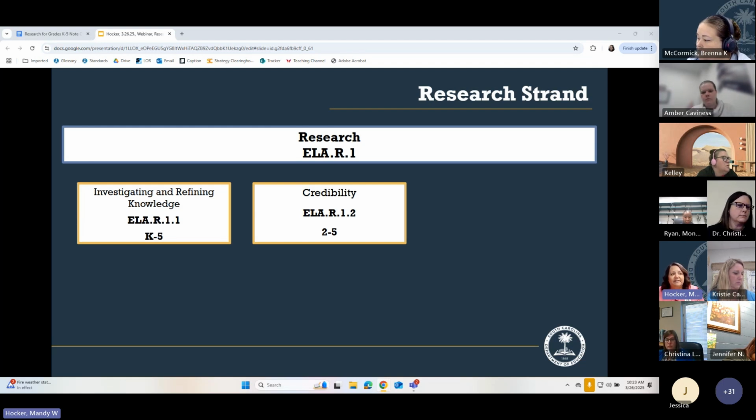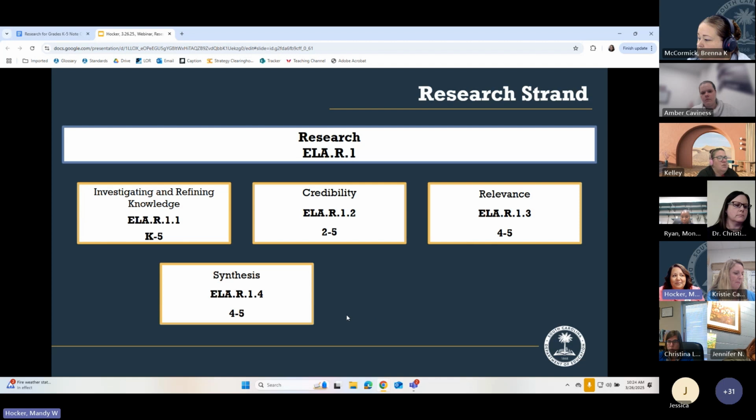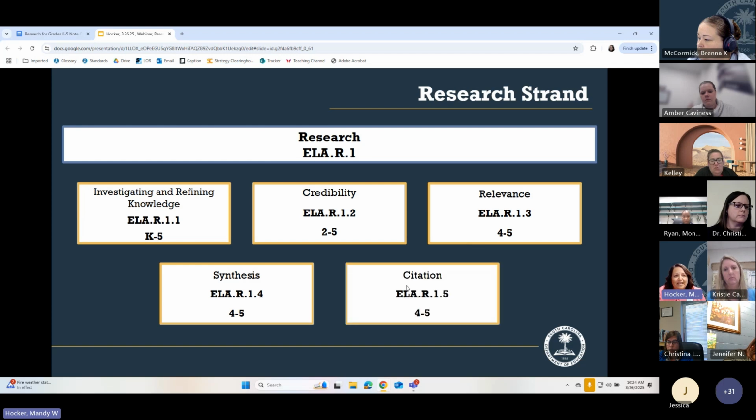And it is defined by R1.2 as its code. Our next indicator is on relevance. It is R1.3, and it enters in 4th and 5th grade. And then we have synthesis, and it is R1.4. It applies to just 4th and 5th grade as well. And then citation is R1.5, and it applies to 4th and 5th grade.